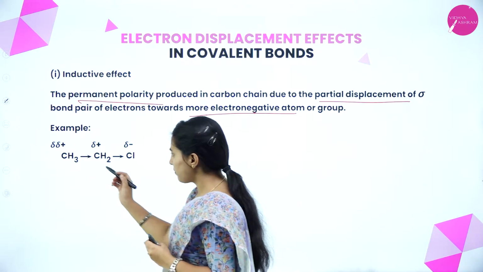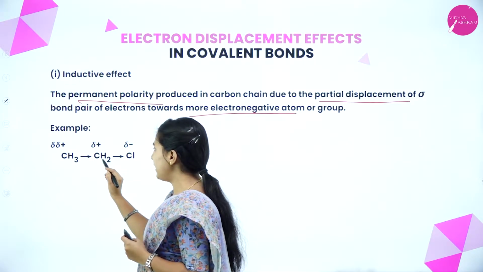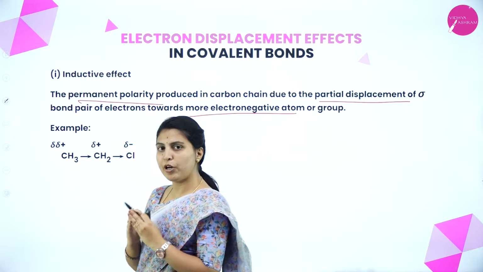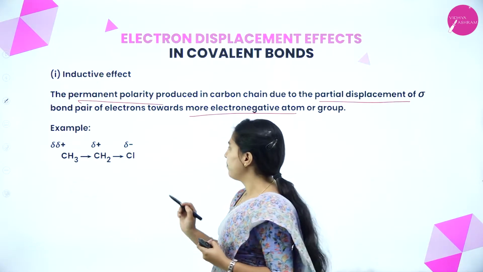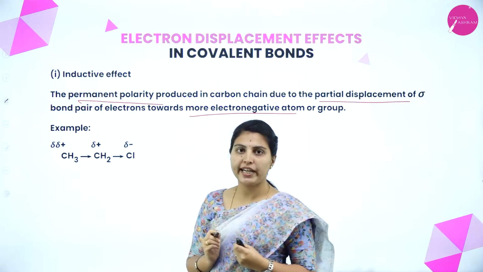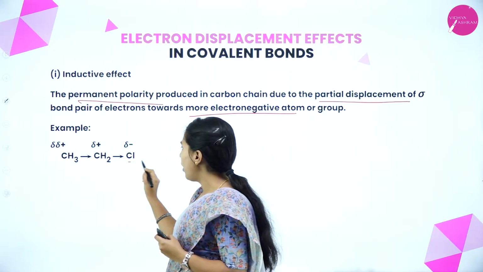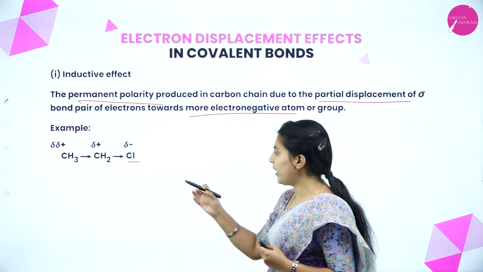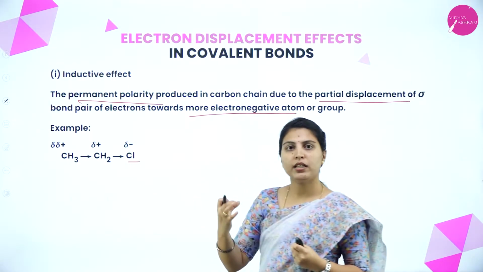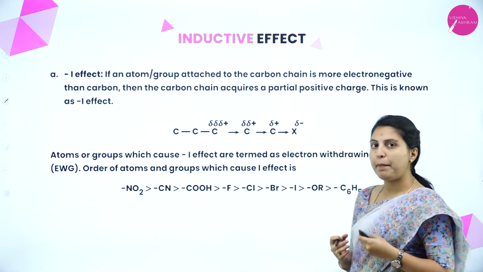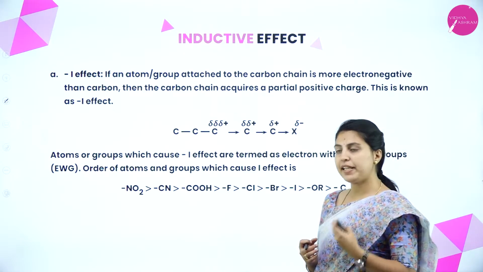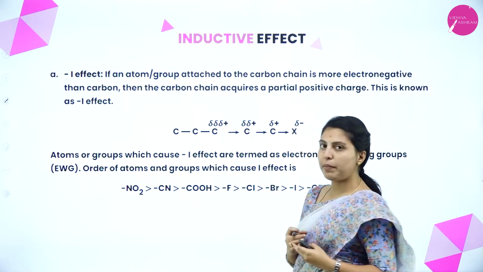See here, this is methyl and this is CH2, which is electropositive, and this chlorine is electronegative. Halogen is more electronegative, that's why the sigma bond pair will be moving towards the more electronegative atom. In that, minus I effect is there and plus I effect is there. We will see first minus I effect.